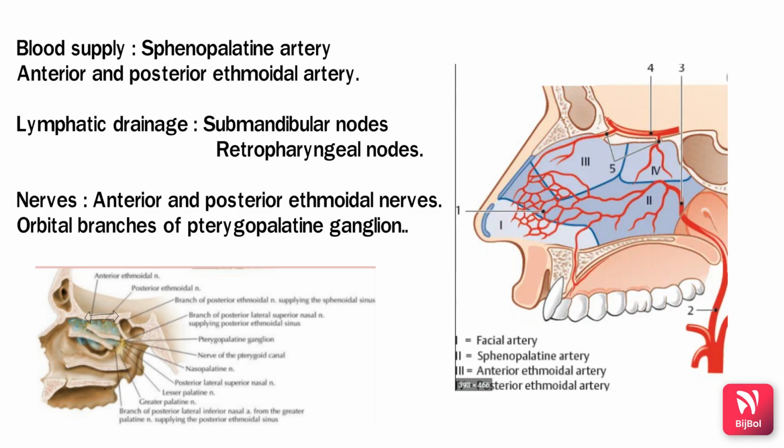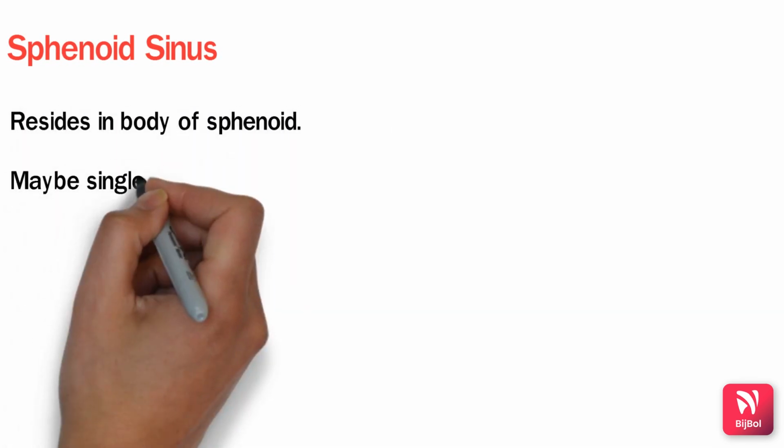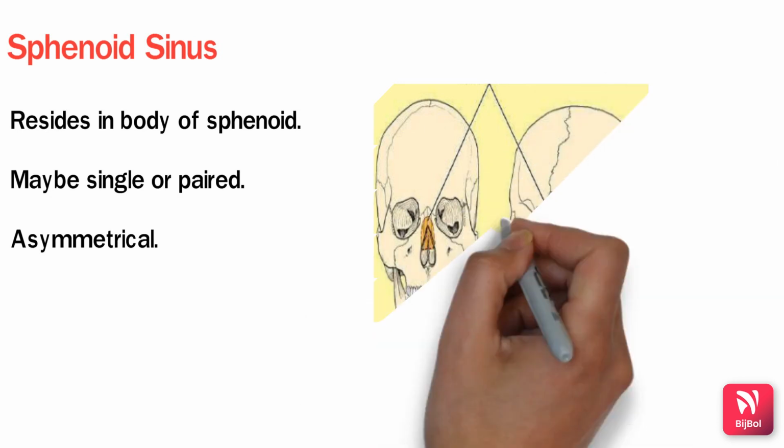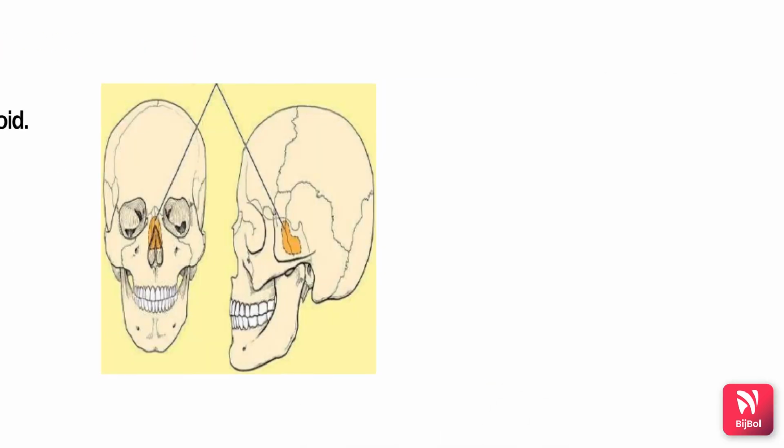Okay, so we have discussed three sinuses till now, and the last sinus would be the sphenoidal sinus. What is the sphenoid sinus? The sphenoid sinus resides in the sphenoid bone or in the body of the sphenoid. It may be single or paired. Even the sphenoid sinus is asymmetrical. The other sinus which is asymmetrical is the frontal sinus. In this diagram, the yellow color indicates the sphenoid sinus.